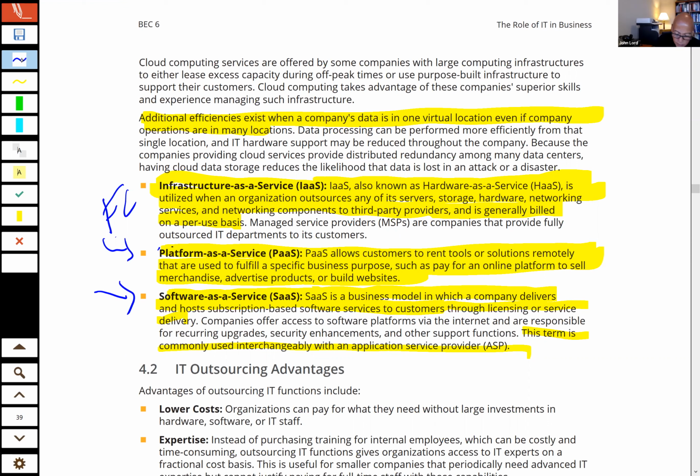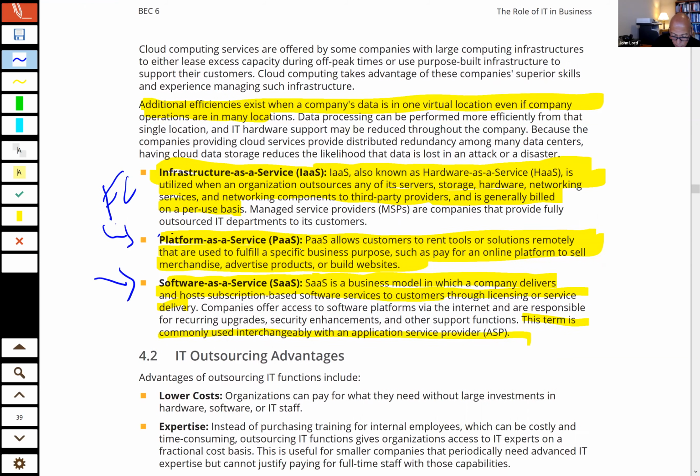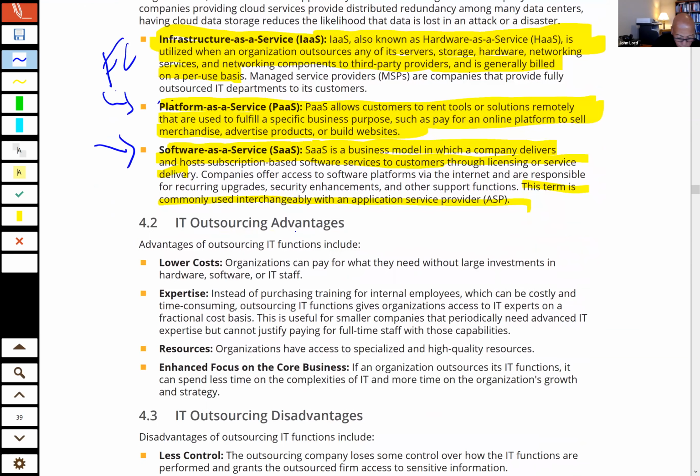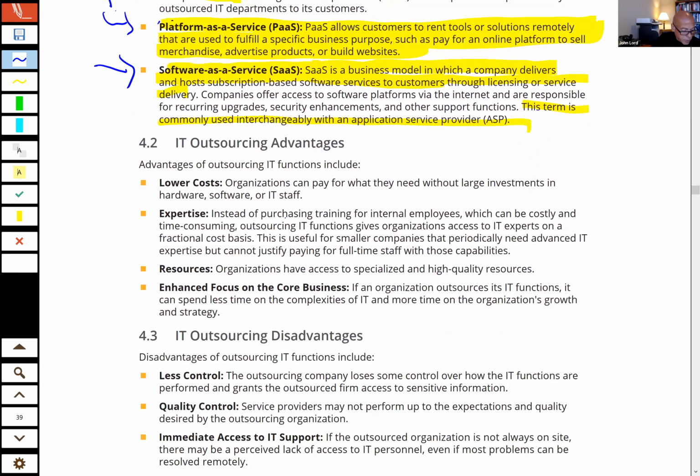But go ahead and flashcard these different terms. Again, these terms are thrown around a lot, and so it's worth having them on a flashcard and seeing if they come up on a question. It also helps you to keep up with current technology, current terminology, I should say. IT outsourcing advantages. Let's take a look at that.